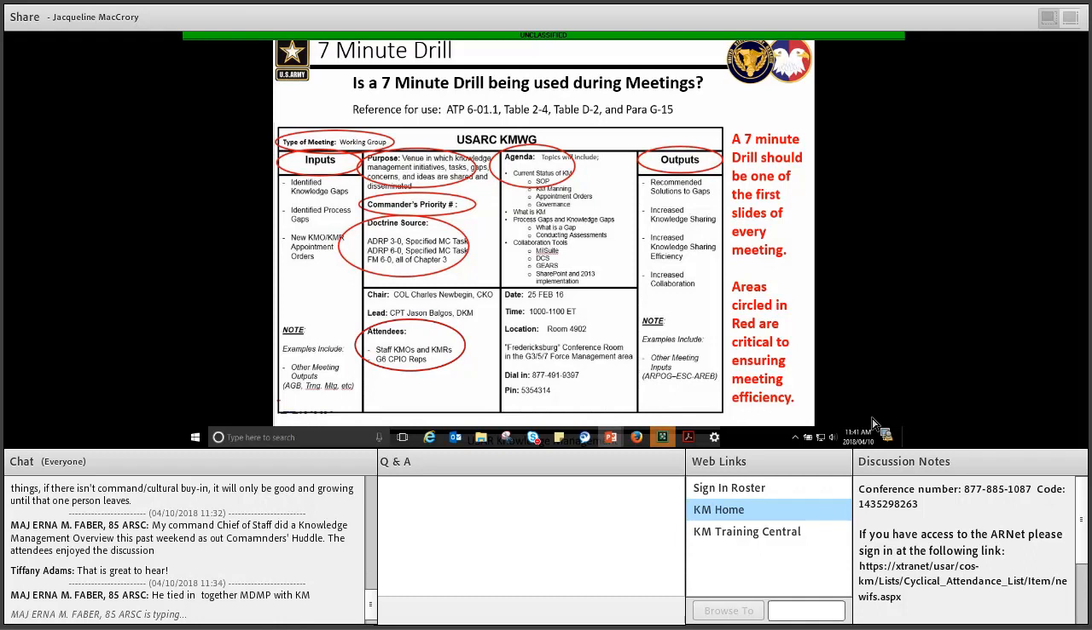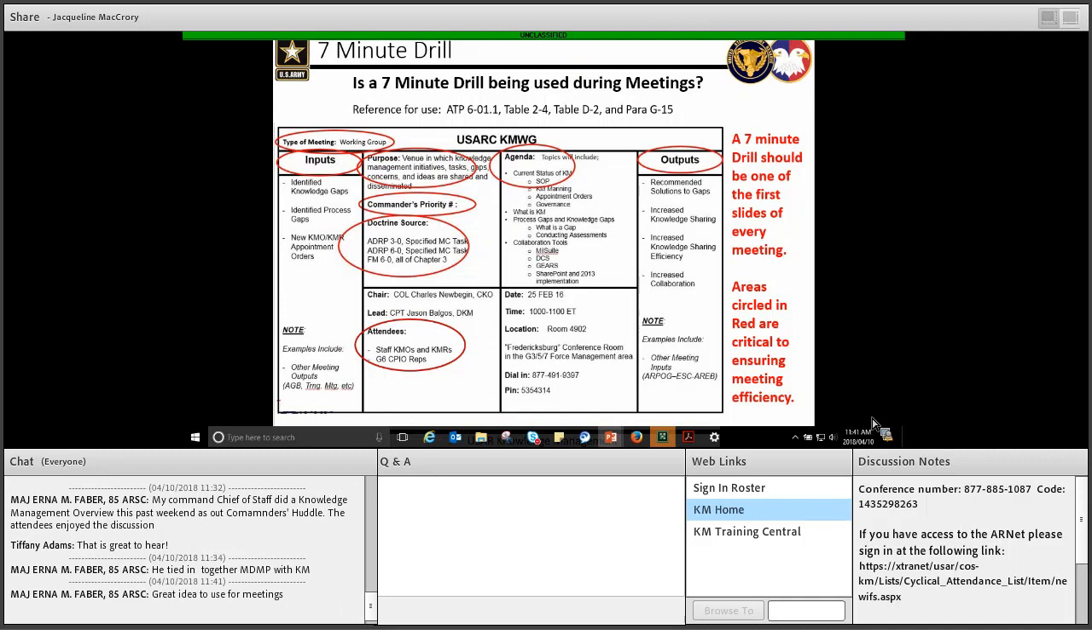So do we need to have a meeting in the first place? If so, the 7-minute drill will tell you the type of meeting that you see, the first circled ellipse area, whether it be a working group, an information brief, decision brief, or a board. When you know the type of meeting, it'll help you know what your inputs and outputs are. It'll also set expectations. For example, if it's a decision brief, you'll know at the end you'll need to reach a decision.